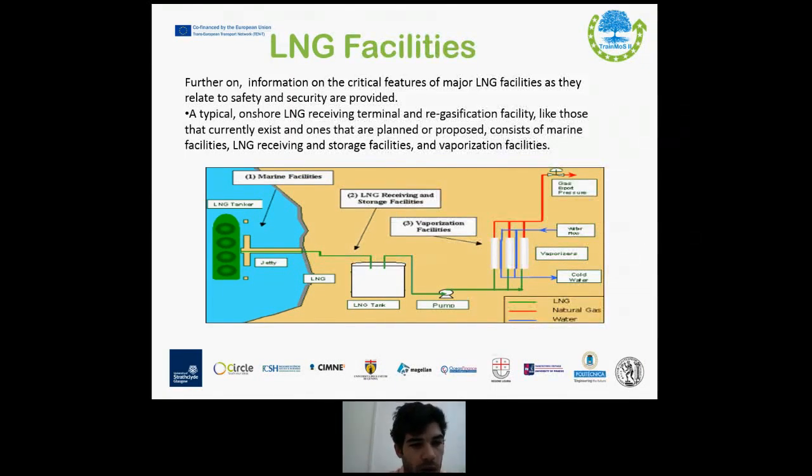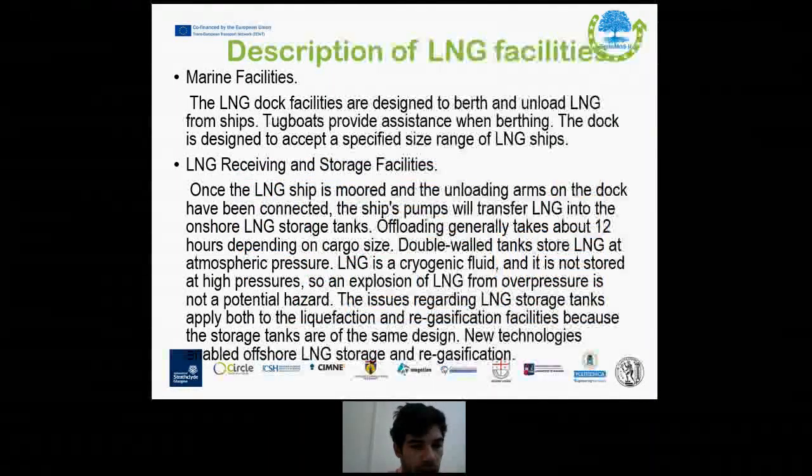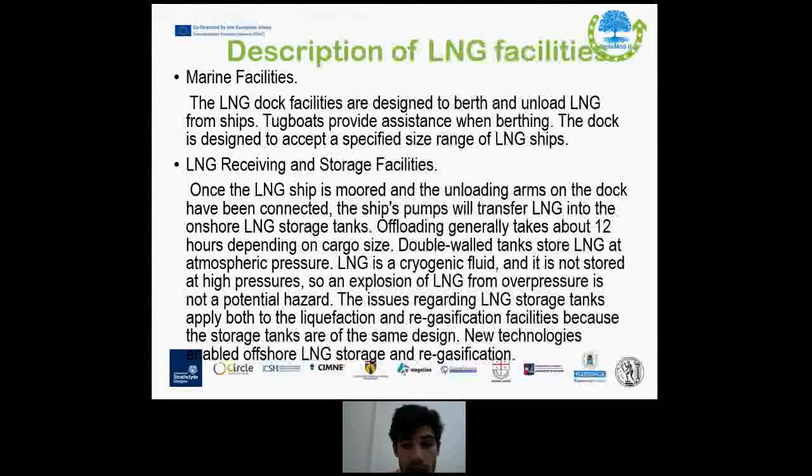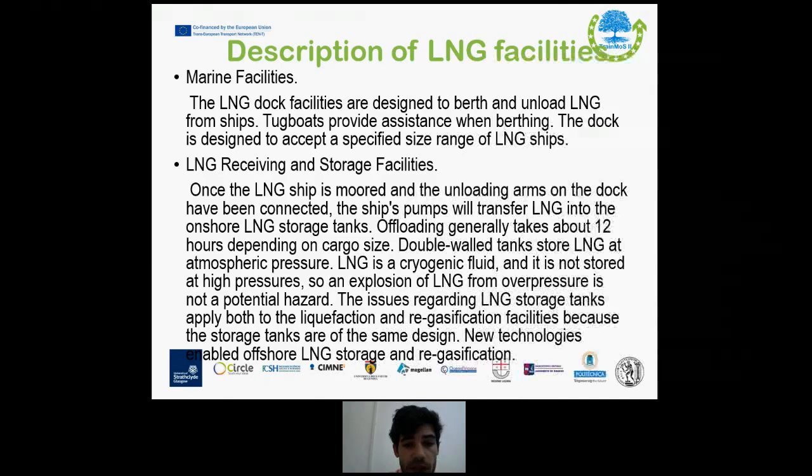More particularly, with regard to the marine facility, the LNG dock facilities must be designed to berth and unload LNG from ships. Tugboats provide assistance when berthing, while the dock should be designed to accept a specified size range of LNG ships.